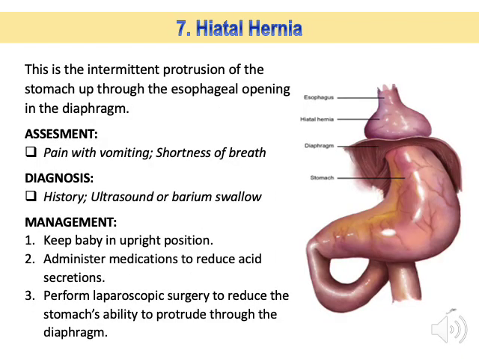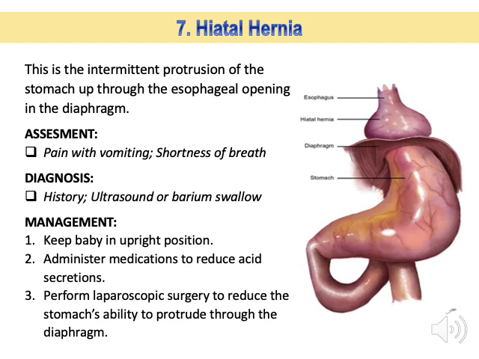Hiatal hernia is the intermittent protrusion of the stomach up through the esophageal opening in the diaphragm. When this occurs, the volume of the stomach is suddenly restricted. This leads to periodic vomiting similar to that of GERD or gastroesophageal reflux. That is why there is pain with vomiting and shortness of breath. Diagnosis is made through history and ultrasound or barium swallow. These will locate the abnormal anatomical position as shown in the photo.